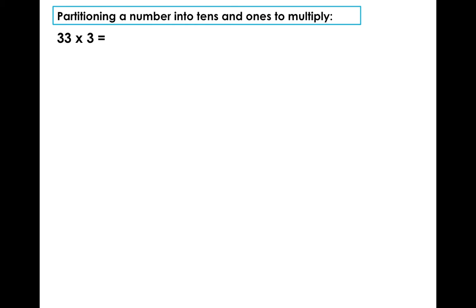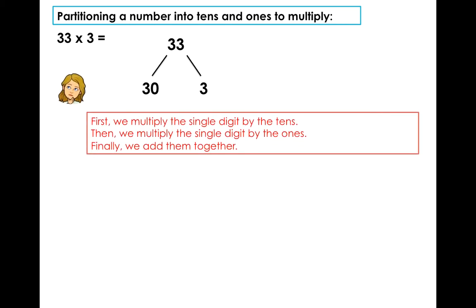Okay, so we've got another question now. 33 times 3. Okay, so we've got the number 33, and we can partition that into 30, so 3 tens and 3 ones. Okay. Now remember what we've got to do. We've got to multiply the single digit 3 by the tens, 30, and then the single digit 3 by the 3 ones and add them together. So what I want you to do now is pause the video and have a go yourself. Have a go at working out that answer.